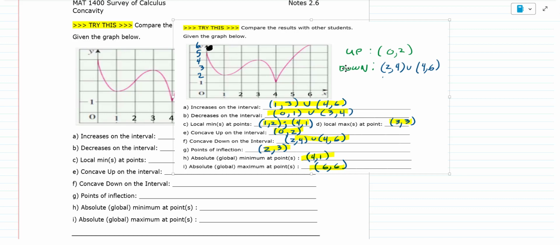That's right so far. Just be sure you close those. And that's always parentheses. Anytime you do increase, decrease, or concavity, it's always going to be open intervals.